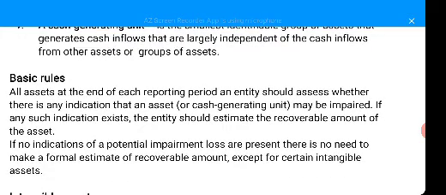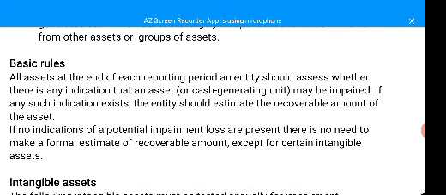Now this time I talk about the basic rules. What is the rule of this impairment? You should understand it. When you understand the rules of impairment, when they give you any question, you understand how to treat or account for an impairment. We said for all assets, at the end of each reporting period, an entity should assess whether there is an indication that an asset or cash generating unit may be impaired.